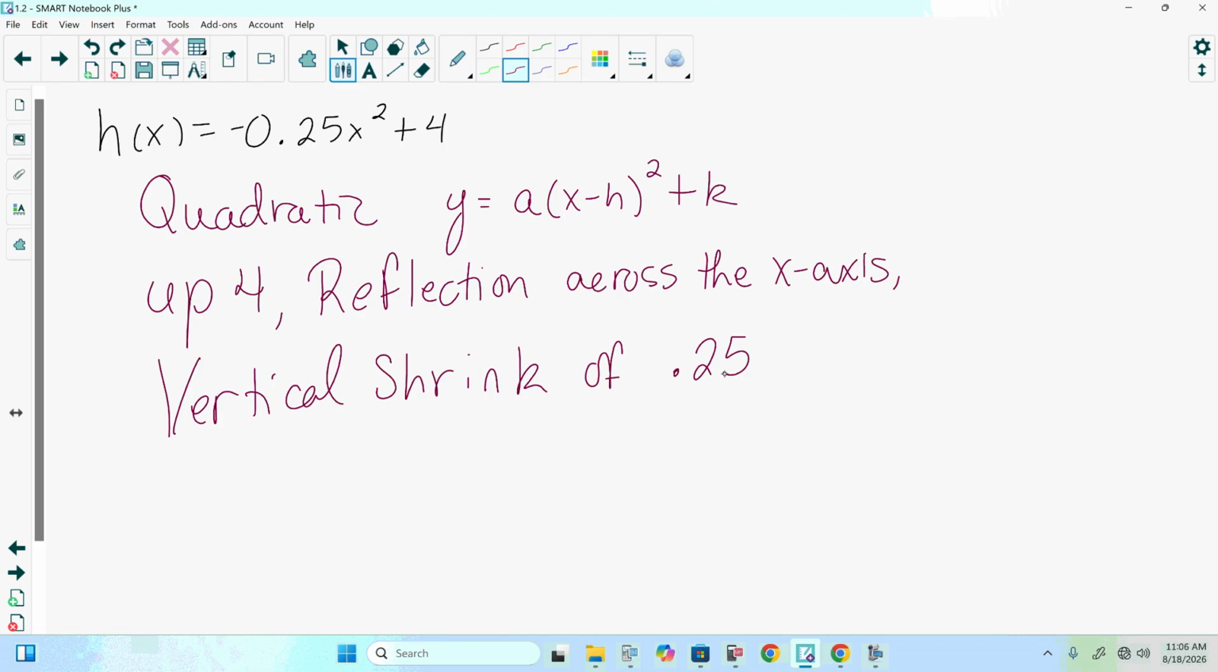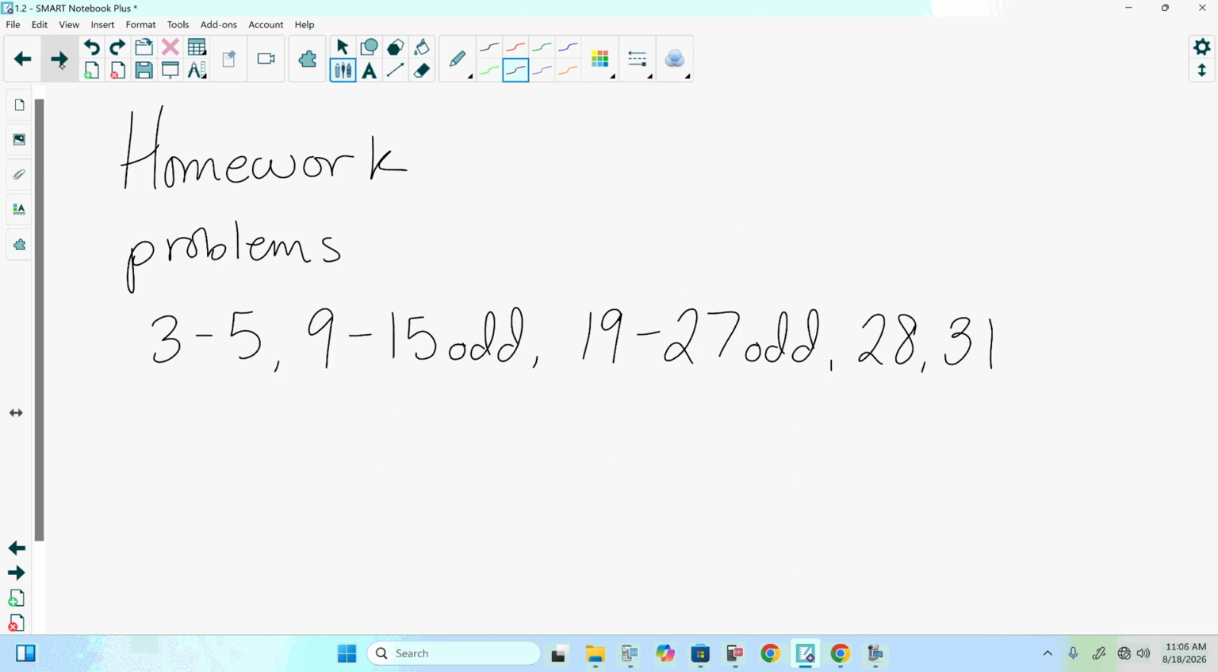All right. Homework 3 through 5. On problems 3, 4, and 5, identify the function family. So linear, absolute, quadratic. And then describe the transformation, exactly what we've been doing. Problems 9 through 15 odd. So you're only doing the odd problems. Do not graph. Identify the parent function. Describe the transformation like we've been doing.